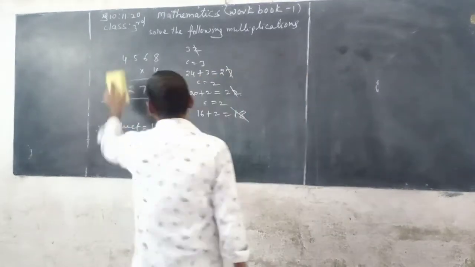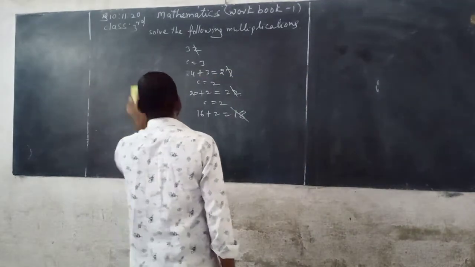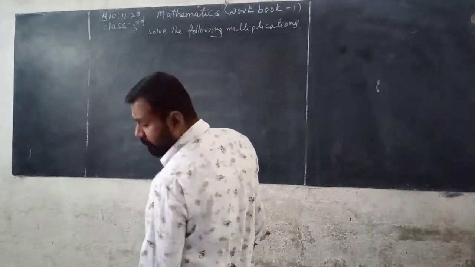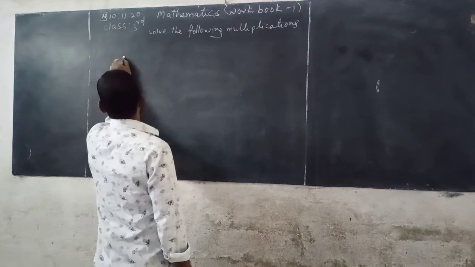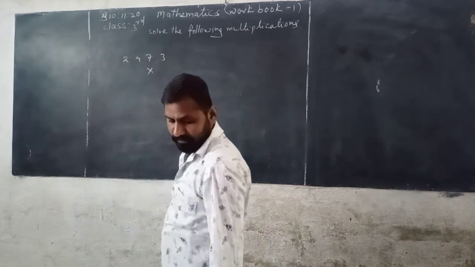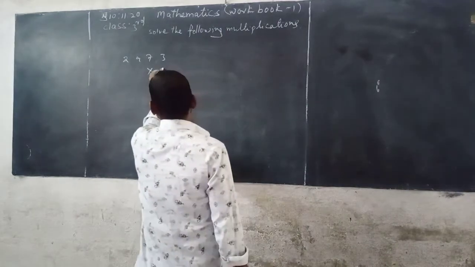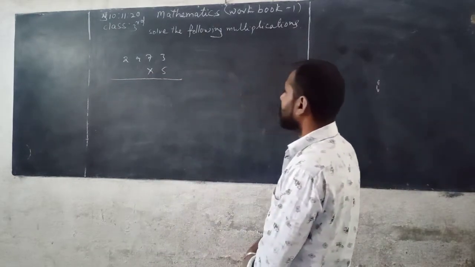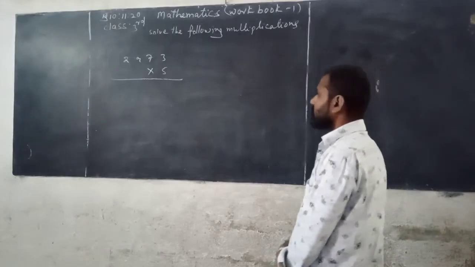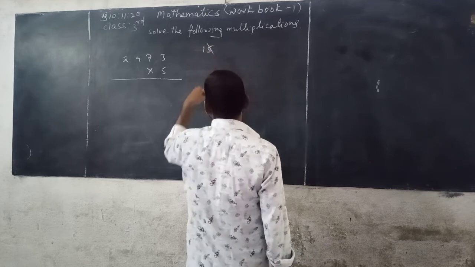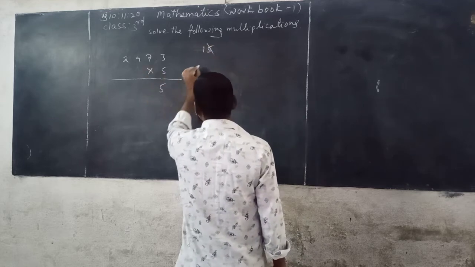Now next, 2,973 into 5. First, write the given number in column form according to their places. First, multiply the digits in the ones place, that is 3 with 5. 5 3s are 15. In it, 5 is taken and written down in the ones column of the product, and carry 1.